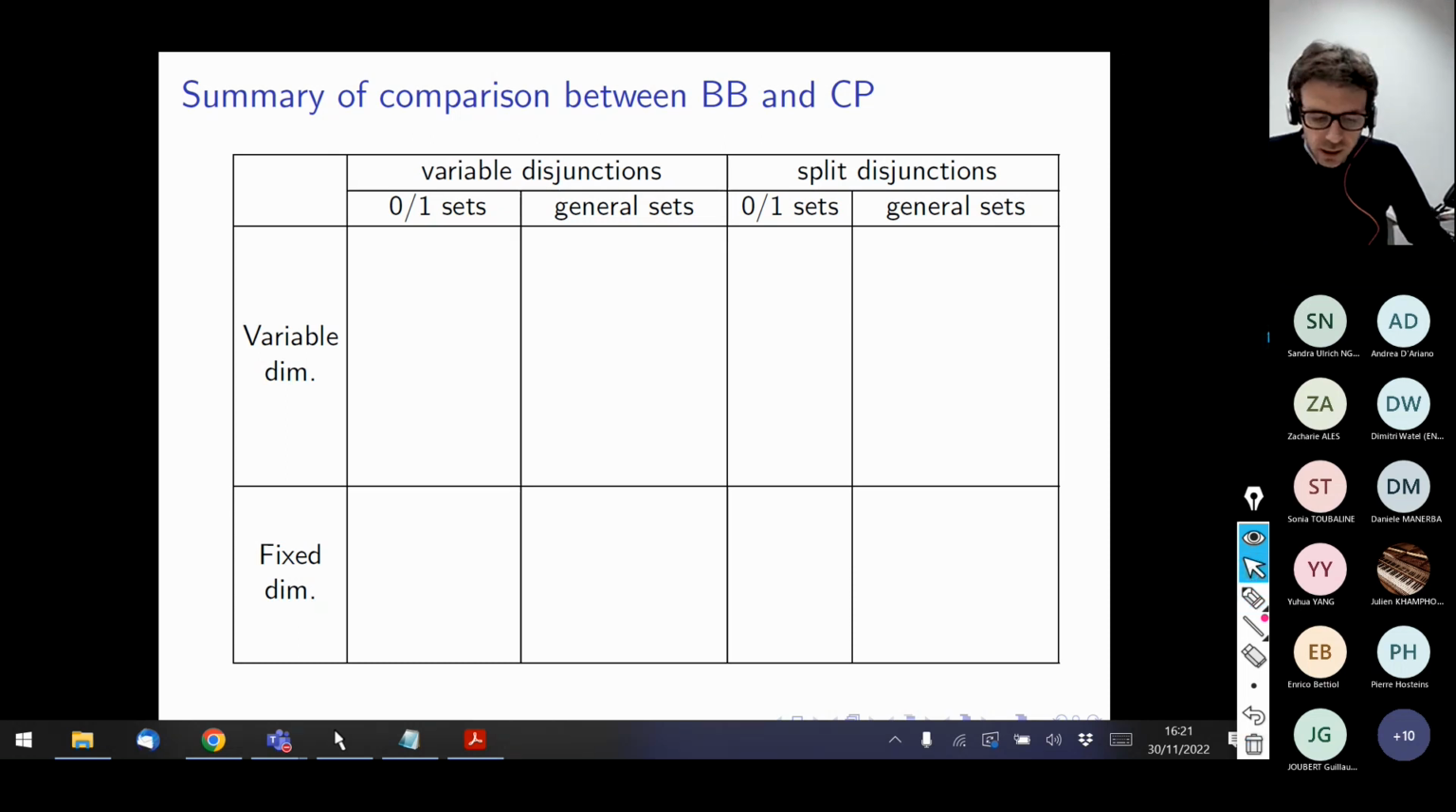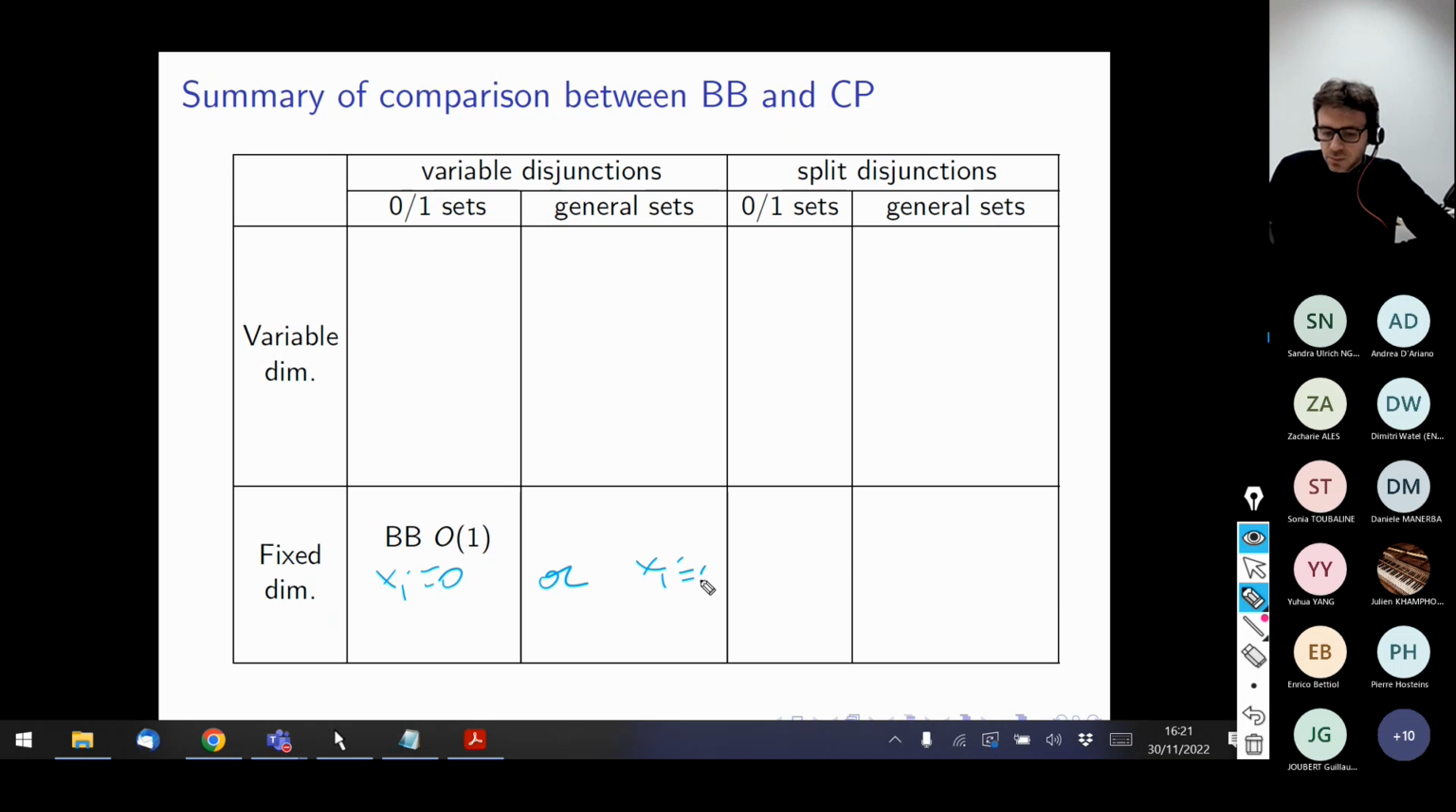So the first thing we can observe, this is trivial, but just to start to fill this table, is that in fixed dimension, branch and bound runs in constant time, just because in fixed dimension, in the 0-1 case, sorry, you have just a constant number of 0-1 points. So the number of feasible points of a 0-1 problem is constant. So in branch and bound, in the worst case, you will enumerate all of these points when you do variable branching, which means xi equal to 0 or xi equal to 1. So sooner or later, in constant time, you enumerate all possible feasible solutions. So branch and bound runs in constant time.